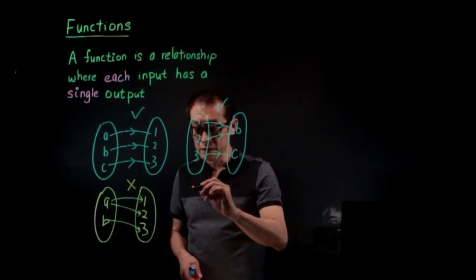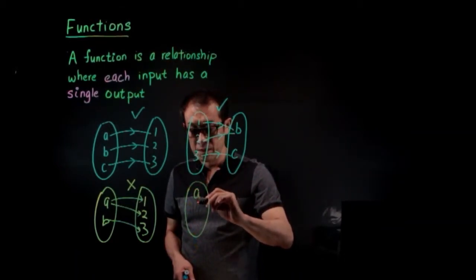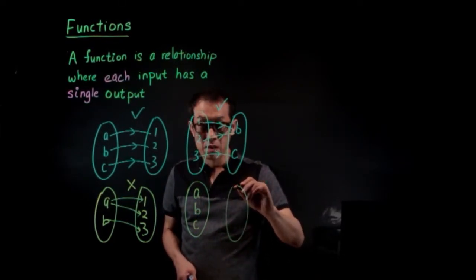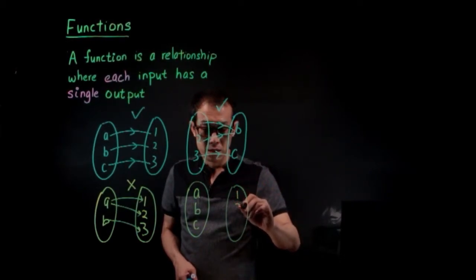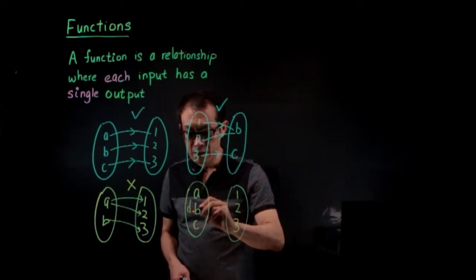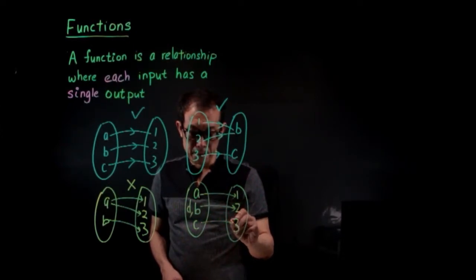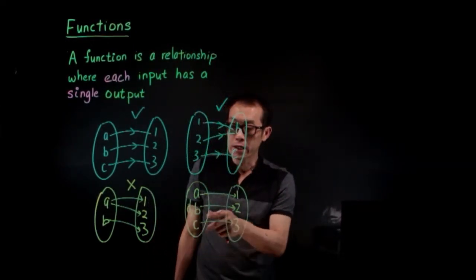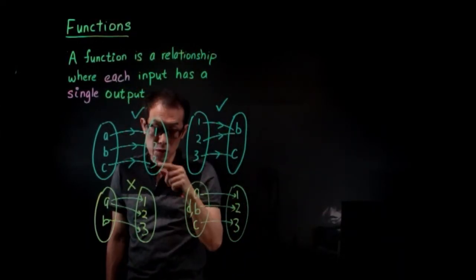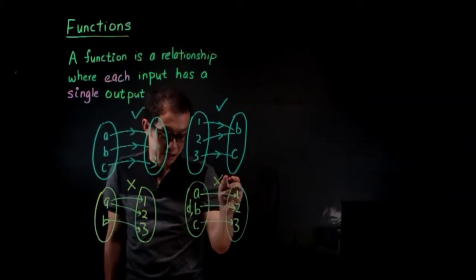Okay, I give you another one. Maybe you have another one, D, here. So you map, map, map. Now look at the input. Does each input have an output? No. D has no output. So this is not a function.